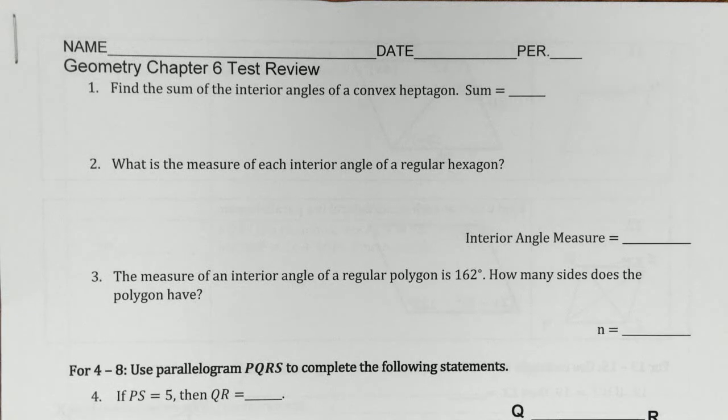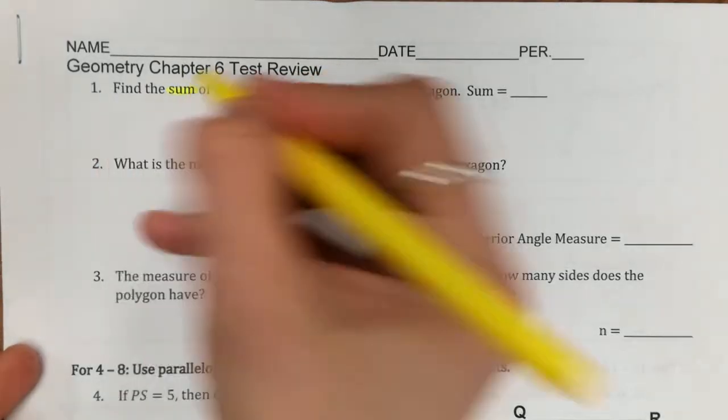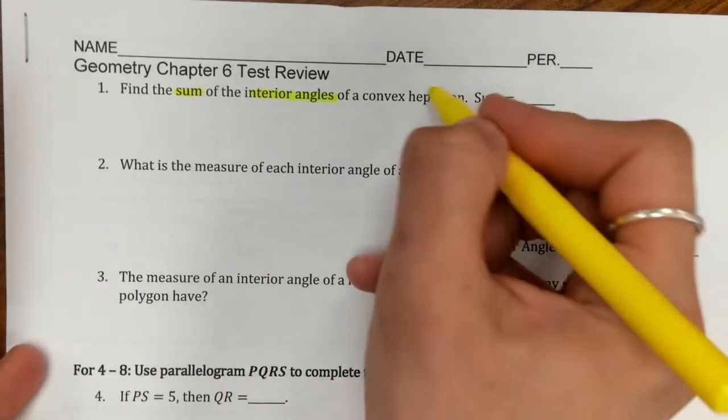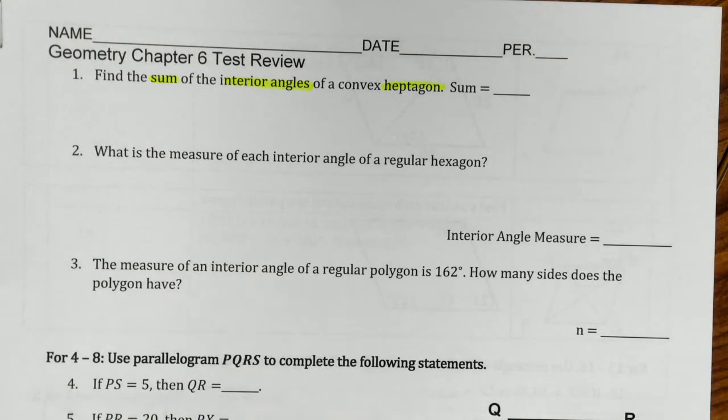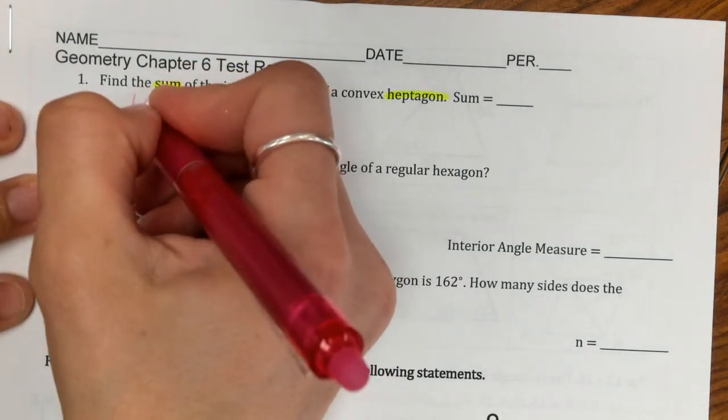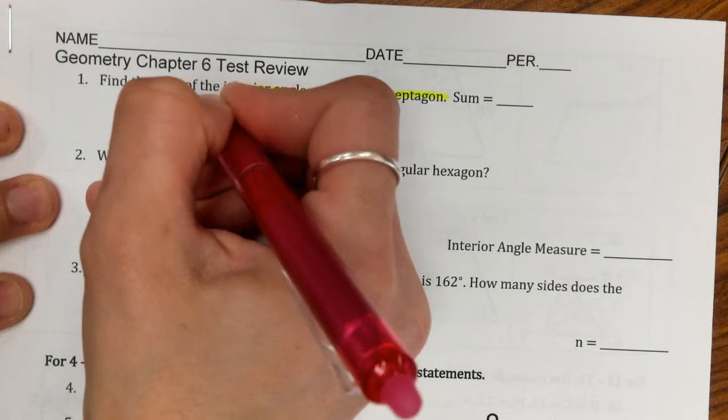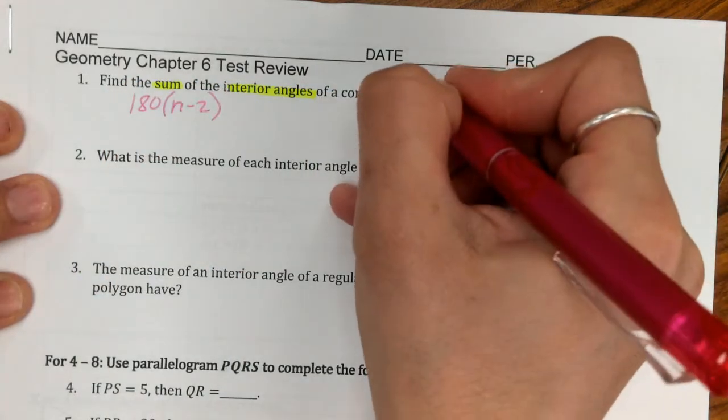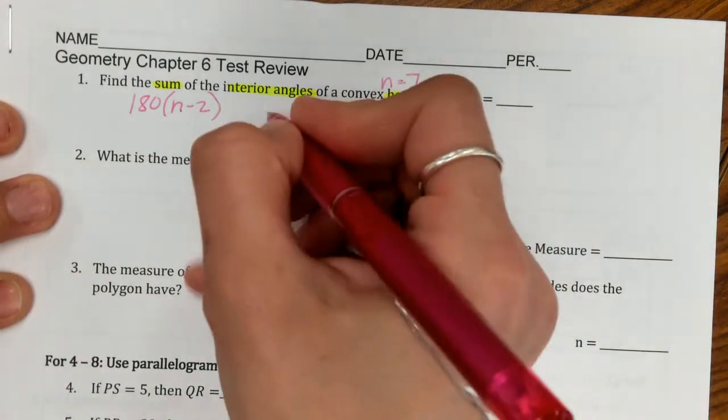Alright guys, here's page 1 of our Chapter 6 review. Number 1 is we want to find the sum of the interior angles of a heptagon. So here our sum of interior angles is going to be 180(n - 2). A heptagon, n is going to be 7. So we plug that in.